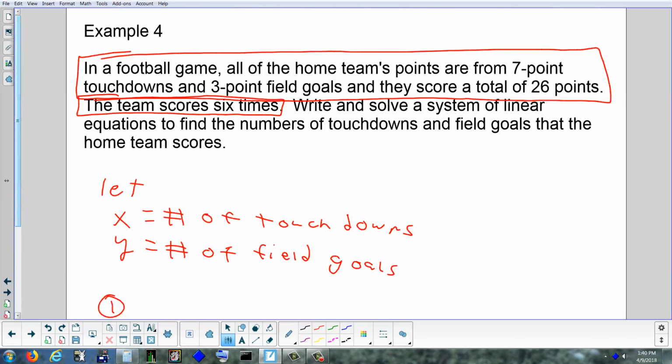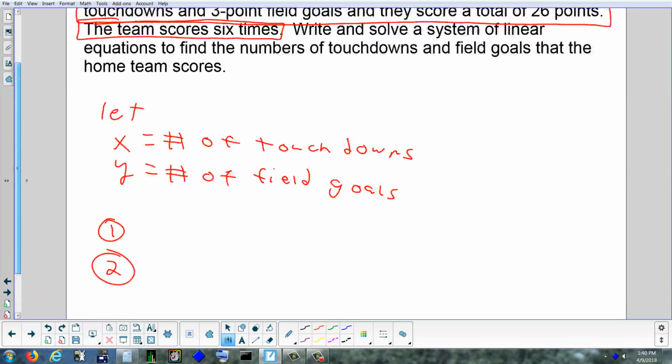The team scores 6 times. How many different ways can they score here? Guys, don't overthink it. You don't have to worry about any numbers here. How can they earn points? By getting a touchdown or a field goal. So you have touchdowns and field goals.